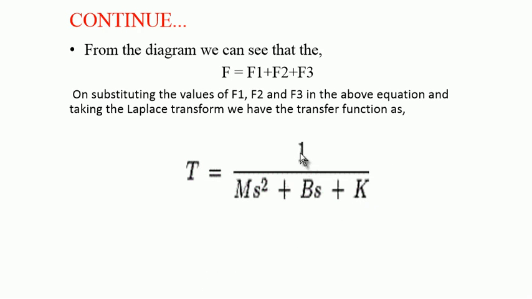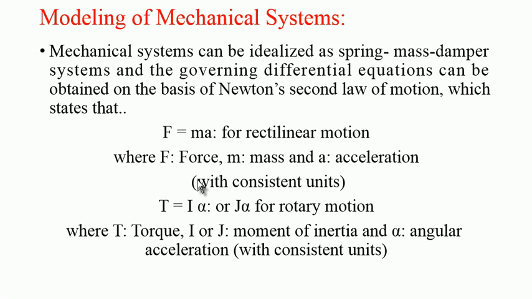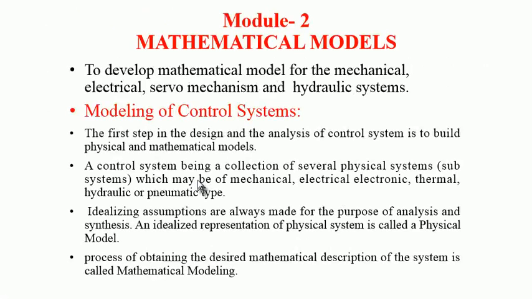The transfer function is given by output by input. So these are the input and the output. This is our transfer function for the modeling of a mechanical system: 1 divided by ms square plus bs plus k. This is very important to remember. So this is the modeling of a mechanical system.